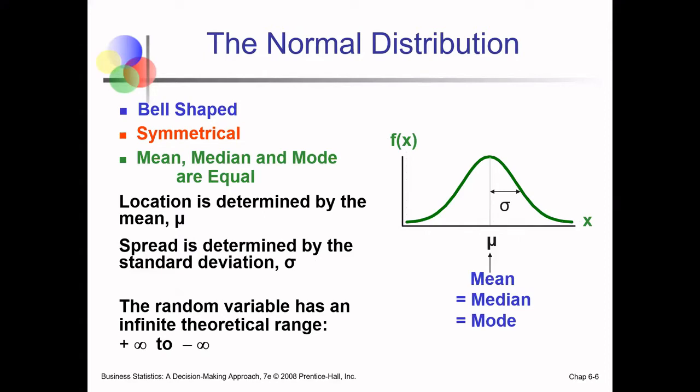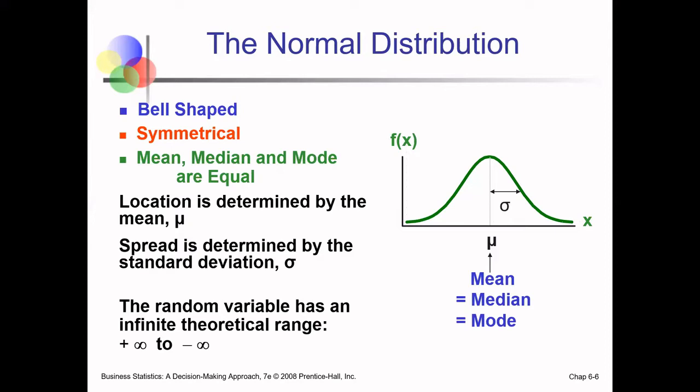several properties and assumptions. Before starting the normal distribution, we should know about the bell-shaped distribution. We have to see the symmetrical distribution of the data, where the mean, median, and mode are equal, and the location is determined by mu. Mu is the population mean, and the spread is determined by the standard deviation, pronounced sigma. We also have to know the range of the normal distribution, which lies from negative infinity to positive infinity.